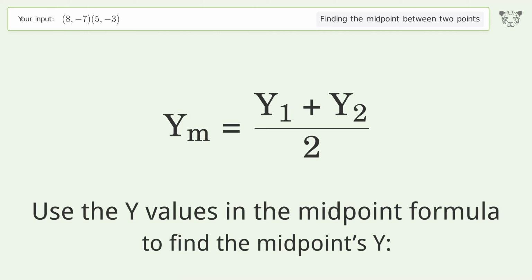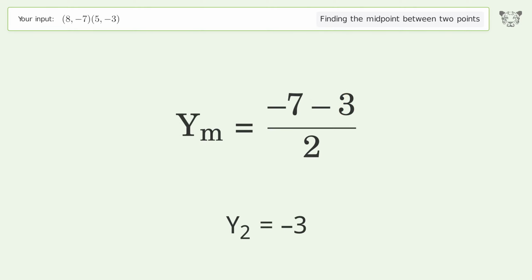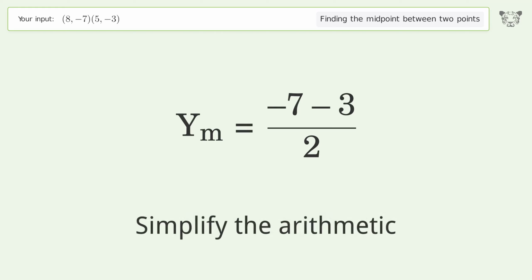Use the y values in the midpoint formula to find the midpoint's y: y1 equals -7, y2 equals -3. Simplify the arithmetic.